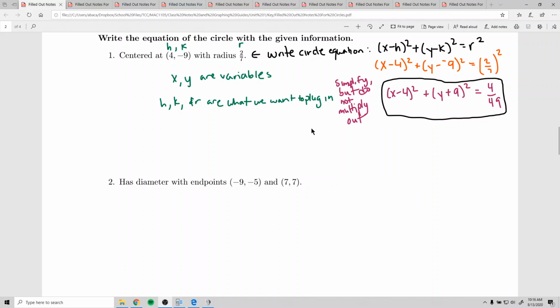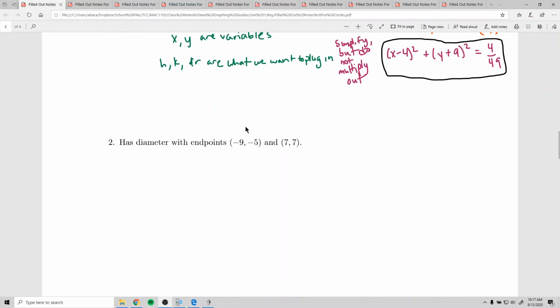Okay, this next problem involves more than just the circle equation. We're going to need the midpoint equation as well. Right, so this one, the circle, we are told it has a diameter with endpoints -9, -5, and 7, 7.